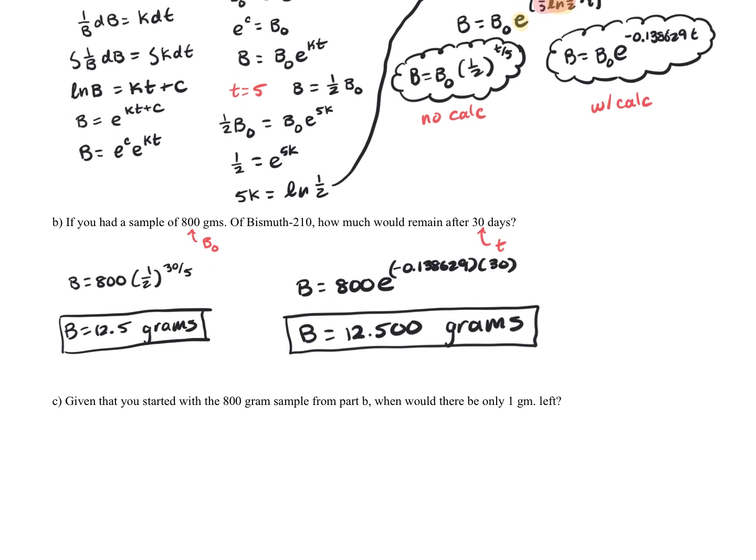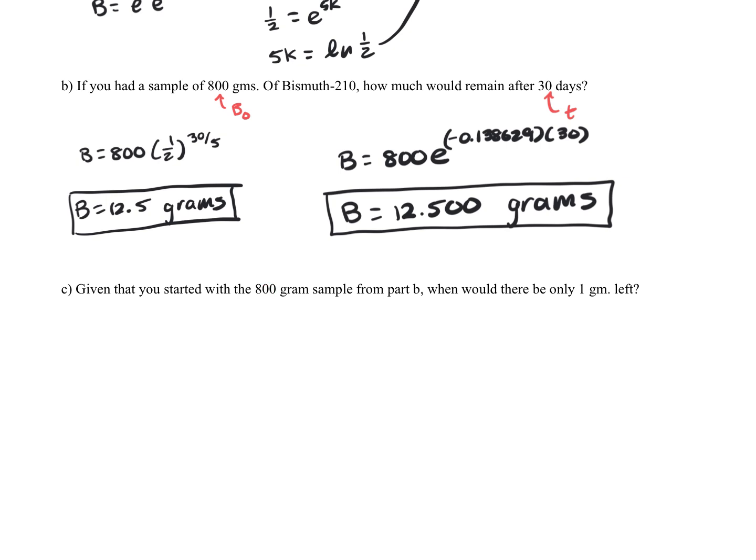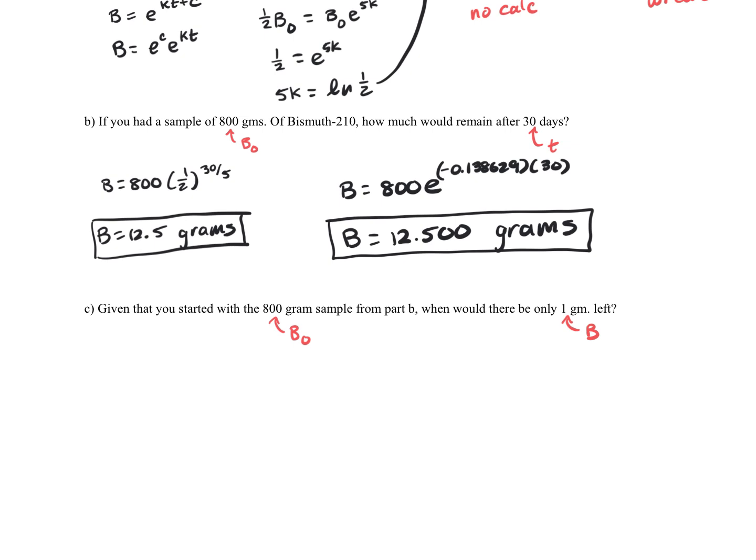All right, and then for part C, they say, given that you still started with that 800 gram sample, just like from part B, so this is still going to be B naught, when, so when they ask when, they're asking us to solve for T, would there be only 1 gram left? So this would be the amount, so B. For this one, I'll just solve with our no calculator formula. So I'll do 1 equals 800 times 1/2 to the power of T over 5.